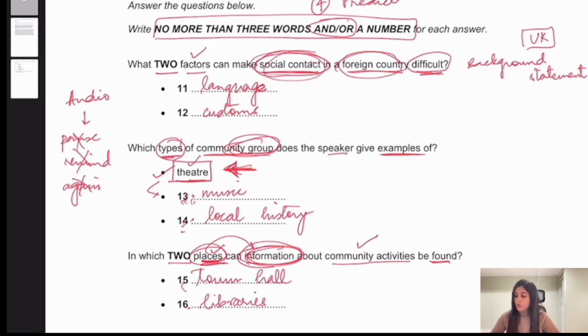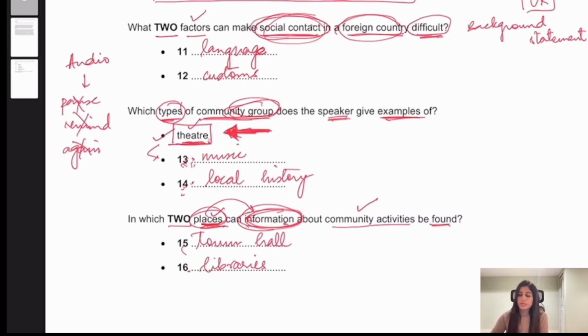Next is types of community group does the speaker give example of. So as soon as, I don't know if you guys could hear me while the audio was playing, but I said listen for this word. So I was just listening for the speaker to say this word theater, and as soon as he said it, it was music and local history groups. Then places where information, so basically if you notice, this was relatively easy when it comes to the keywords, because all of these keywords were used as it is. I do not think they have used any synonyms.